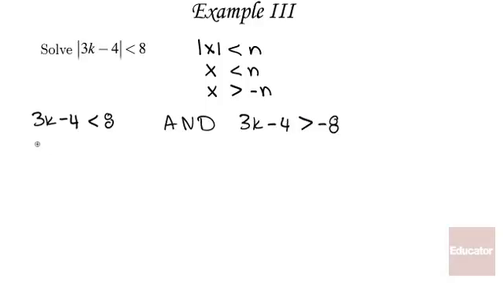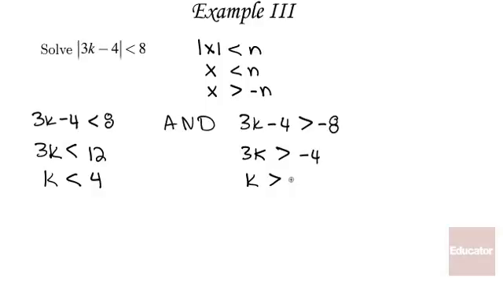Adding 4 to both sides gives me 3k is less than 12. And then I need to divide by 3 to isolate the k. So for this inequality, I get that k is less than 4. On this side, add 4, same thing. So I get 3k is greater than negative 4. Again, dividing by 3, and I get k is greater than negative 4/3.